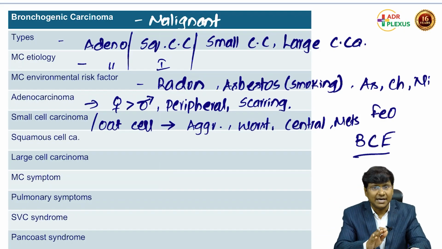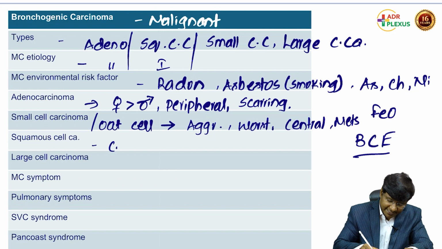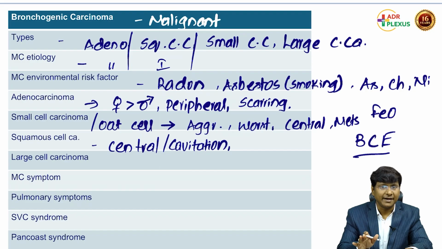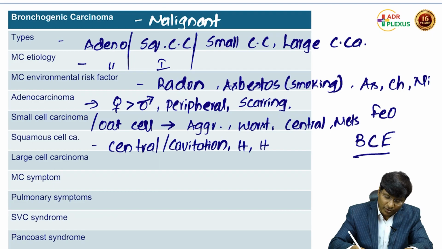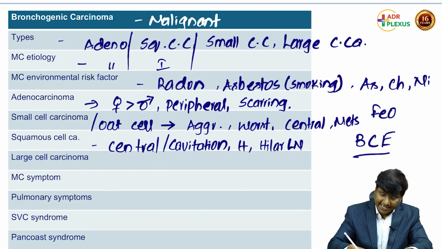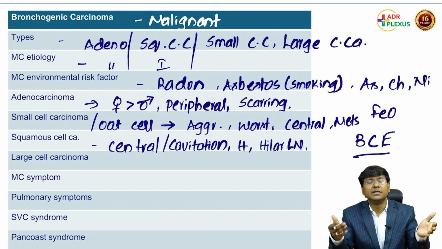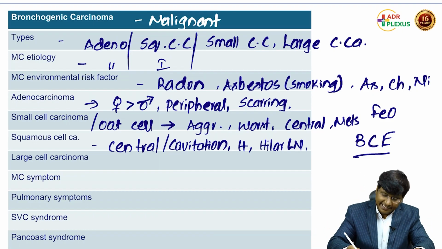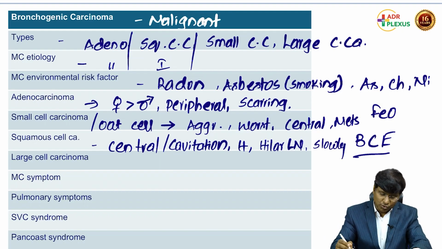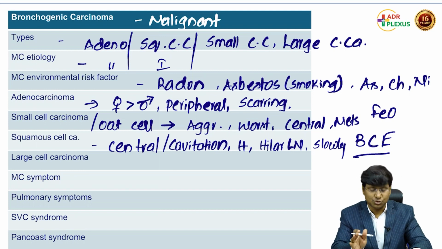And you take the squamous cell carcinoma. Squamous cell carcinoma, it is also the tumor which has central distribution, right? And there is also cavitation within the lung parenchyma, and the important clinical manifestations will be hemoptysis, and there will be also development of the hilar lymphadenopathy, right? And it has the invasion, there will be local invasion, and it is a slowly progressive tumor, right? It is a slowly progressive tumor. Which one? The squamous cell carcinoma of the lung.